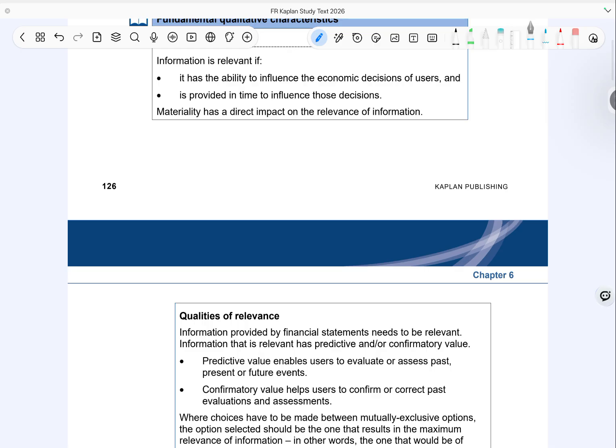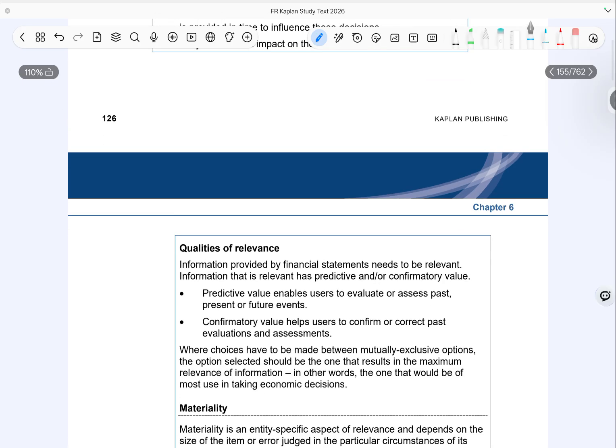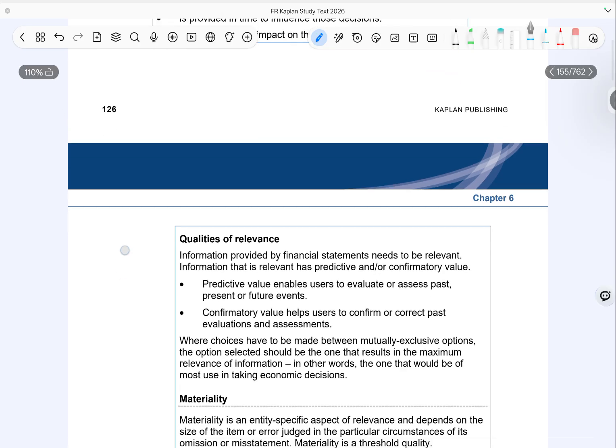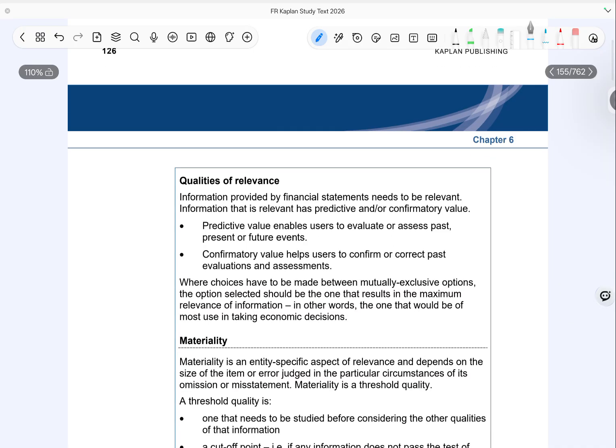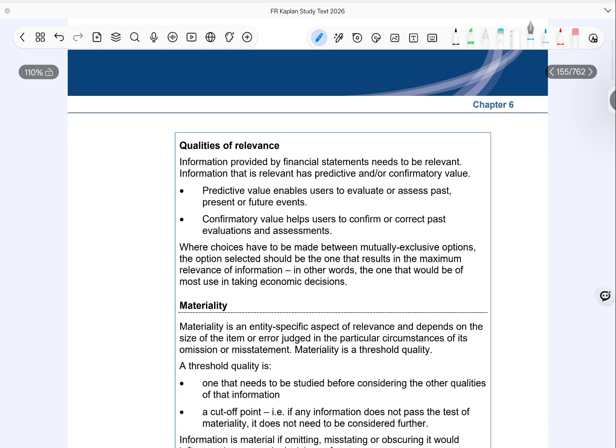Now let's talk about qualities of relevance. Earlier we learned that relevance means information should help users make decisions. But how does it help? There are two ways. First is the predictive value. Predictive value helps users predict the future.